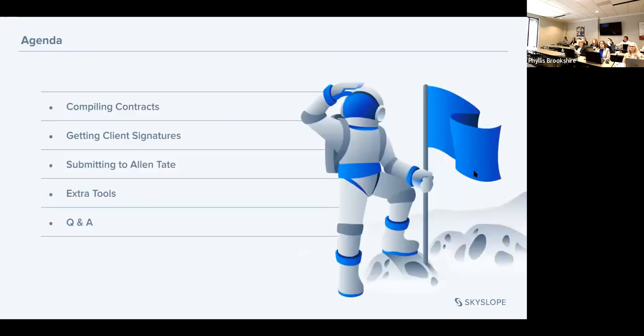So our agenda today, we're going to be covering a few different things. One, compiling contracts. Two, getting client signatures. And then three, submitting those forms to Allen Tate for review. A few other things I'll cover as well, but those are the bulk of what we're going to be covering today. Really the main things that you'll want to know how to do within the system.